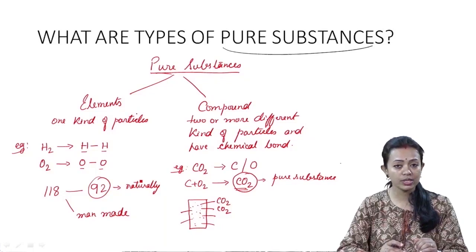Metals are sonorous, they make sound. Non-metals do not make sound. Metals are malleable, whereas non-metals are non-malleable. Metals are ductile, whereas non-metals are non-ductile. Metals are very good conductors of heat and electricity. Non-metals are bad conductors of heat and electricity, except we have carbon.